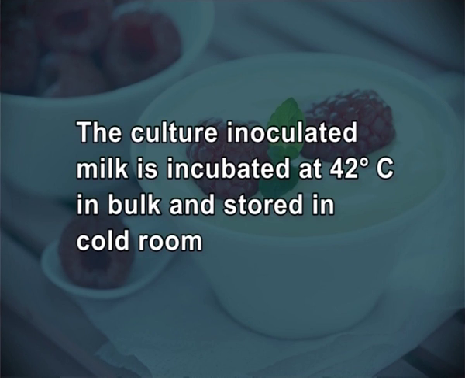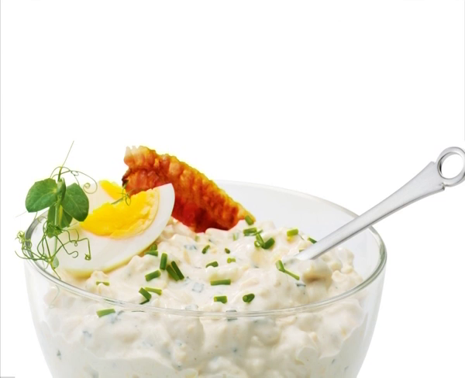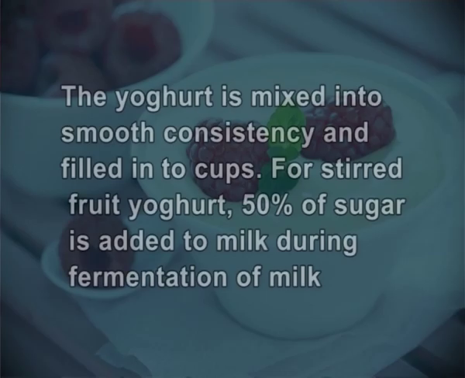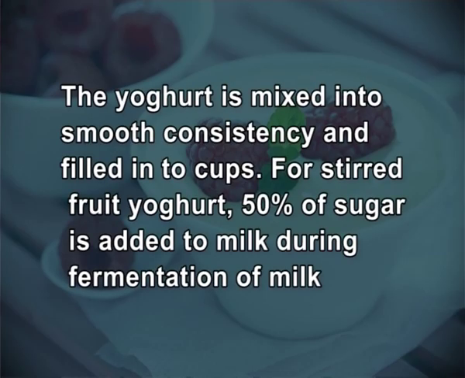The culture inoculated milk is incubated at 42 degrees centigrade in bulk and stored in the cold room. Next day, fruit pieces and some stabilizers are added for preparation of stirred yogurt and for drinking yogurt. The yogurt is mixed into smooth consistency and filled into cups.